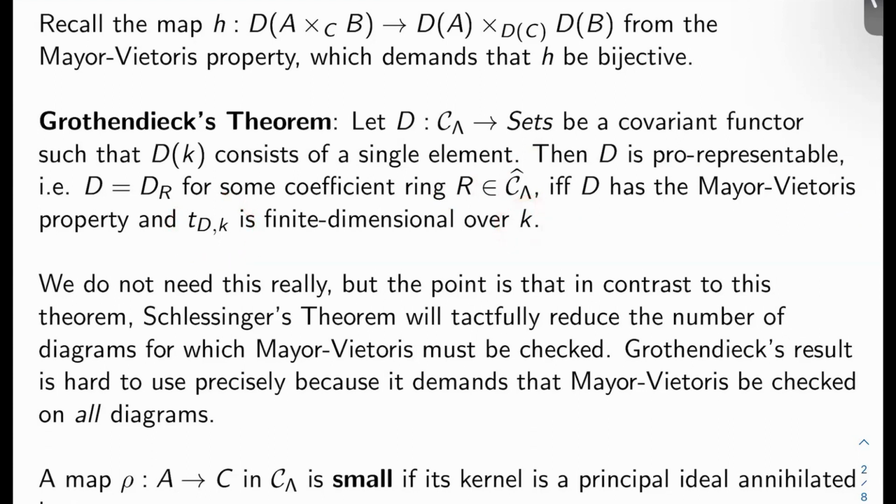Okay, so we don't really need this theorem. And the real point here is that it's actually kind of hard to use this theorem. In contrast to this theorem, Schlesinger's theorem will tactfully reduce the number of diagrams that we have to check Mayer-Vietoris on. Grothendieck's theorem is hard to use basically because it demands that you check Mayer-Vietoris on all diagrams. So Schlesinger will say, no, you don't really have to check on all diagrams, just on some of them. Our preliminary definition here is that a map ρ from A to C in C_Λ is small if its kernel is a principal ideal that's annihilated by m_A, the maximal ideal of A.